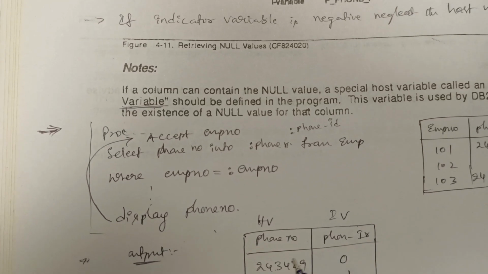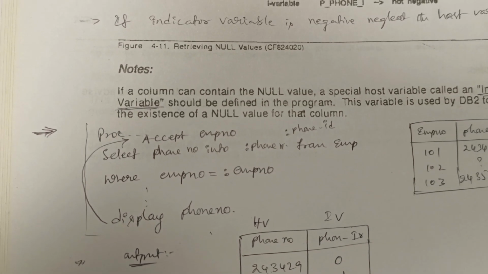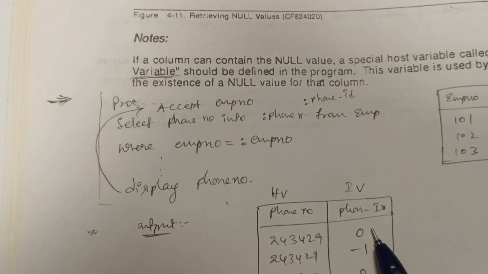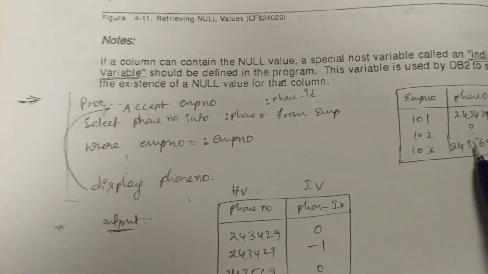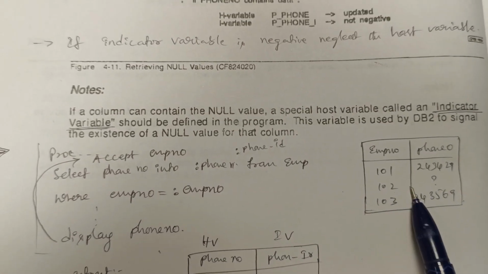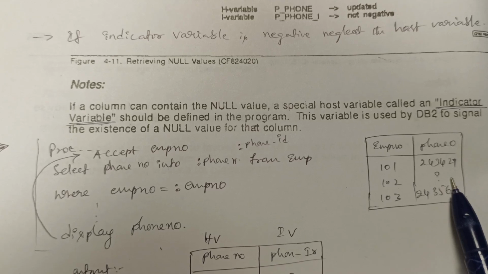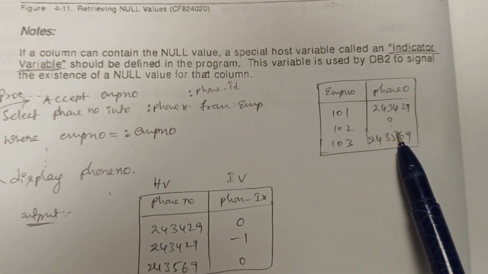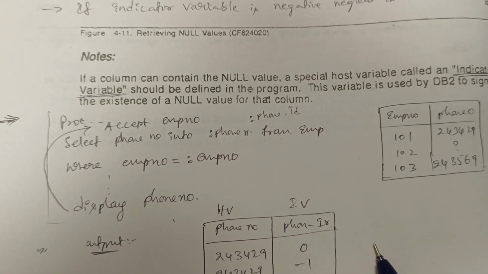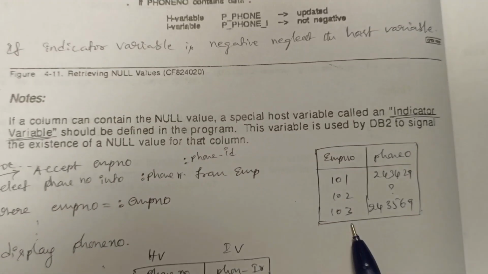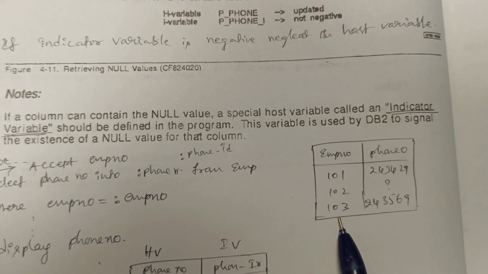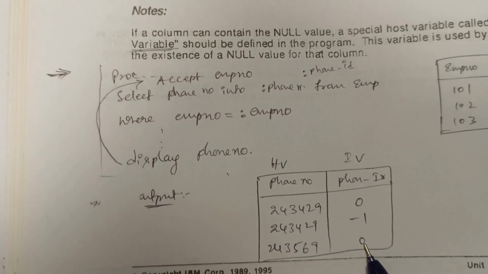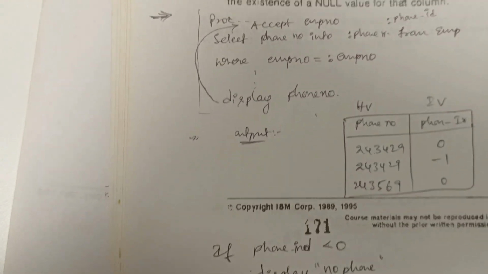You can see the phone number is displayed as the same phone number, and the indicator field is not negative, meaning it will store the 0 value. In the second case, employee number 102, the phone number has the null value, and the indicator will store -1. You can see the third row, employee number 103, has a phone number with a positive value, and the indicator also stores a positive value.